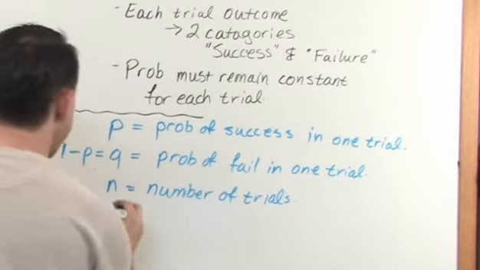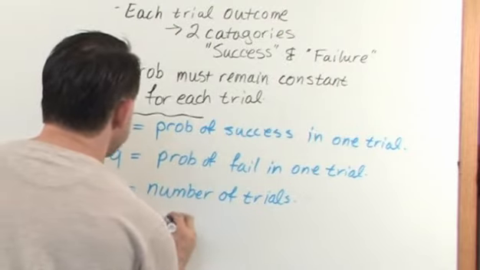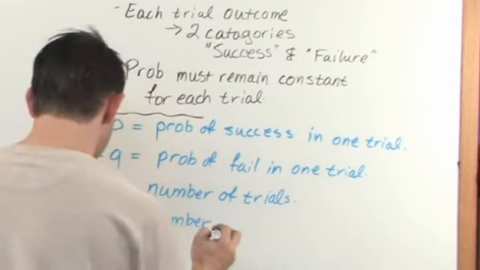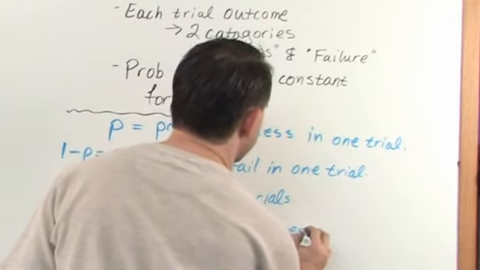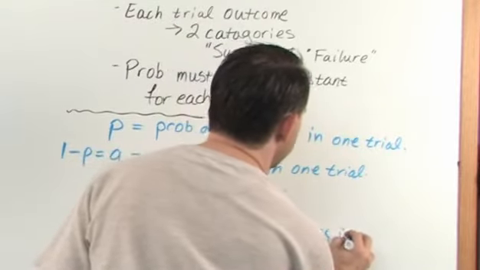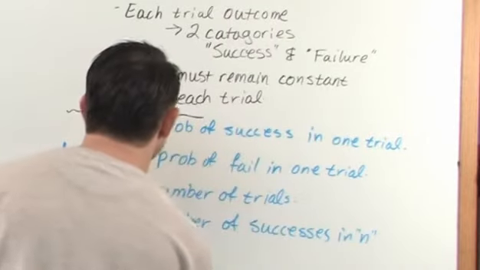Okay, and x is the number of successes in N trials.